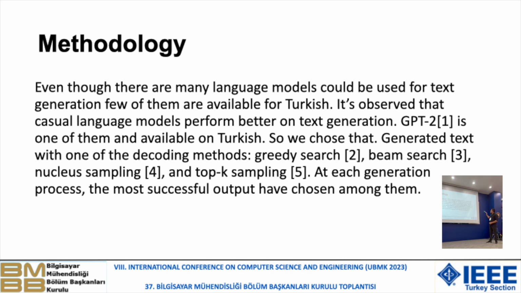After that, when you try to generate text, you have to use a decoding method. You have numbers, but you have to predict the next word, and you do that with one of the decoding methods. It can be greedy search, beam search, nucleus sampling, and top-k sampling, the ones that I chose. At each generation, I basically tried all of those decoding methods. Not just one of them: same model, and as an output, 5 decoding outputs. At each generation, I chose the most successful output.